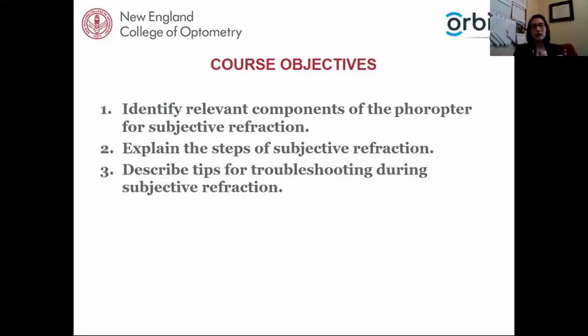What I'm describing today is very similar to how I would conduct subjective refraction when I was first starting to practice, although now I don't follow every single one of these steps because I've been doing this for a number of years. Just keep that in mind as we go through the presentation: you can adjust these steps based on your experience and your patient and clinic needs.